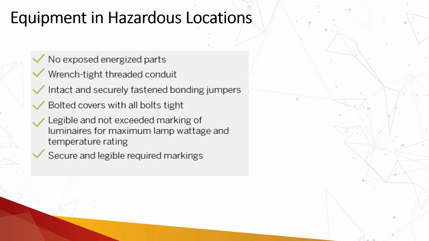Wrench-type threaded conduit is allowed, not finger tight. So everything needs to be tightened with a wrench using the tool. Intact and securely fastened bonding jumpers need to be there. Bolted covers with all bolts tight, legible, and not exceeding marking of luminaires for maximum lamp voltage and temperature rating. Secure and legible required marking. So if the lamp is rated for 100 watt or 60 watt or 50 watts, we should not exceed the voltage level related to those luminaires.